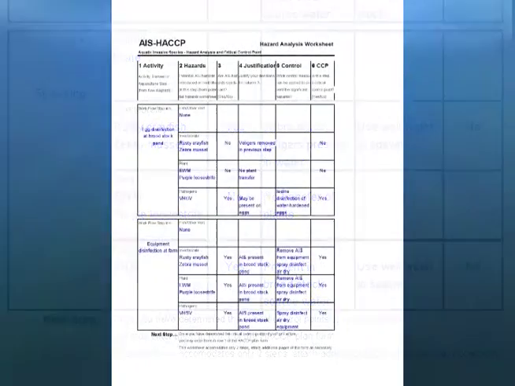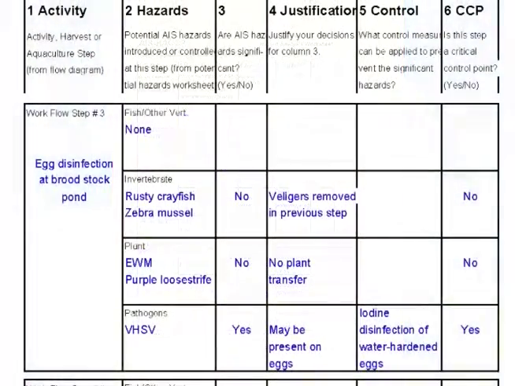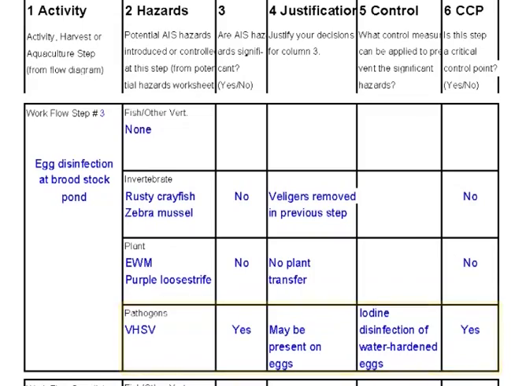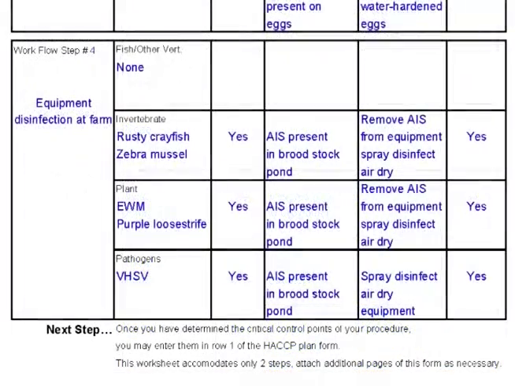In workflow step 3, the pathogen VHSV is a significant hazard, but can be effectively eliminated by iodine disinfection of the eggs. This is the first critical control point we've identified, and we will deal with it later on the AIS HACCP plan form. Workflow Step 4 has critical control points for all of the AIS we encounter.